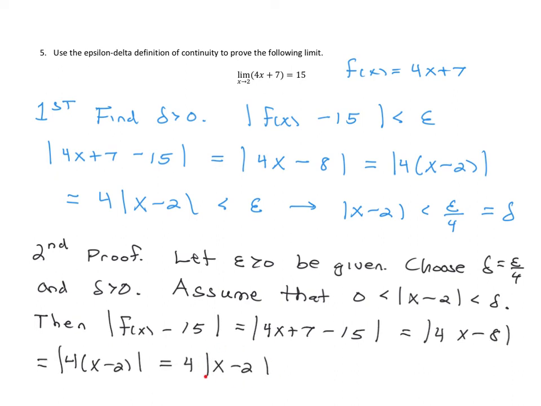We just assumed that this thing was less than delta, so I can say this whole thing here is less than 4 times delta. But delta was equal to epsilon over 4, and 4 times epsilon over 4 is epsilon, and this concludes our proof.